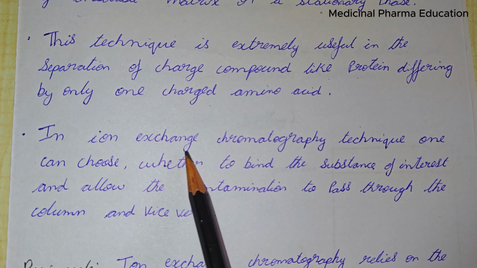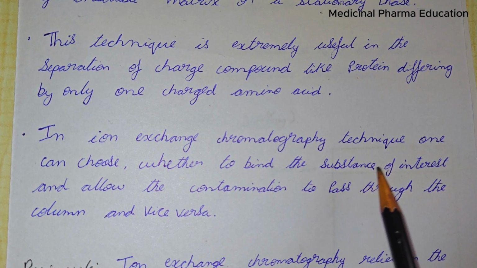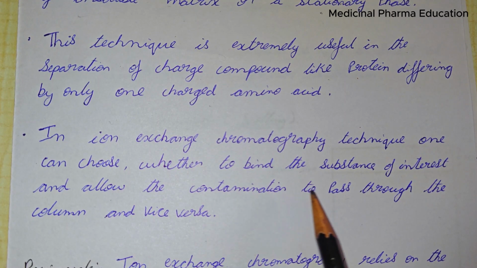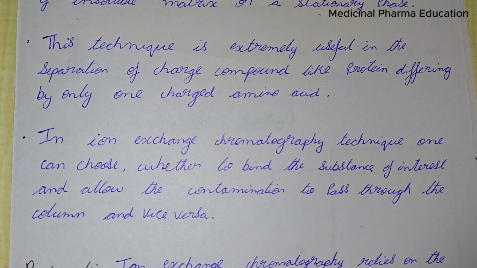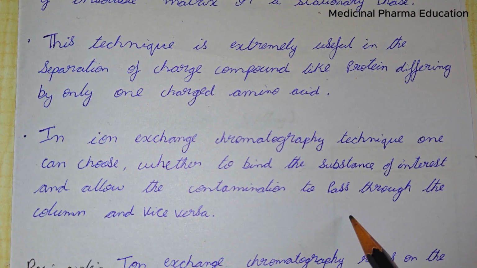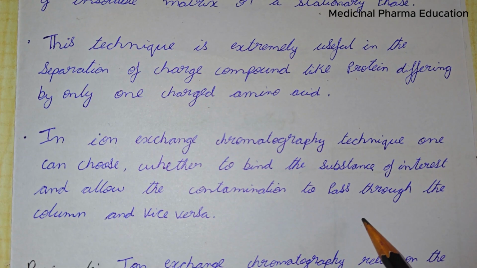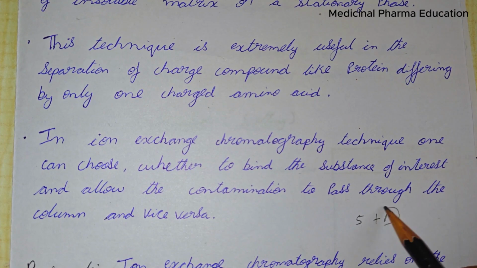In an ion exchange chromatography technique, one can choose whether to bind the substance of interest or allow the contamination to pass through the column, or vice versa. See, this point is telling that if you want the sample to bind to the stationary phase, we can modify it that way. Or if you want the sample to flow and only the contaminations to bind to the stationary phase, we can do that way also. If there are two in the mixture, one is the required sample which we want, and the other is the contamination which we don't want. These are the two conditions.